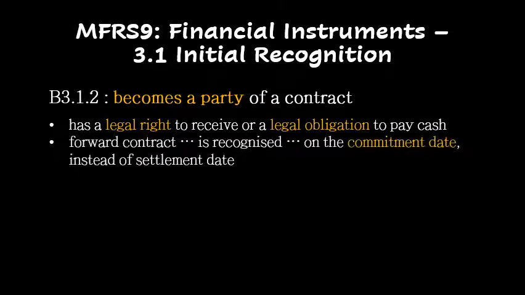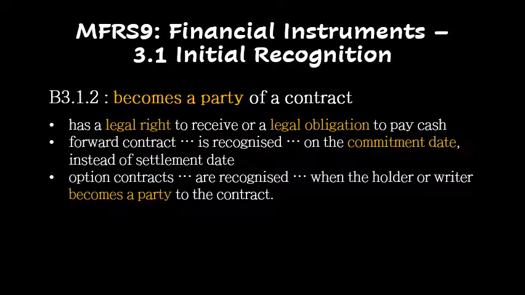In the future, you will come across a forward contract. That is a contract that legalizes the rights to purchase or the obligation to deliver certain goods sometime in the future at a certain price. So if the contract is a forward contract, we will have two separate dates. First date is the date when we legalize the obligation, which is called the commitment date, and the other date is the future date where we deliver the obligation, which is the settlement date. So in this case, we become a party of the contract at the commitment date and not at the settlement date.